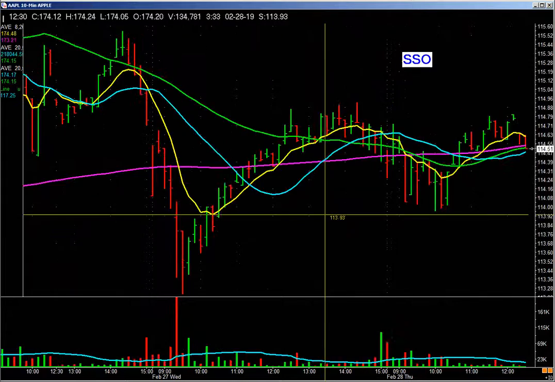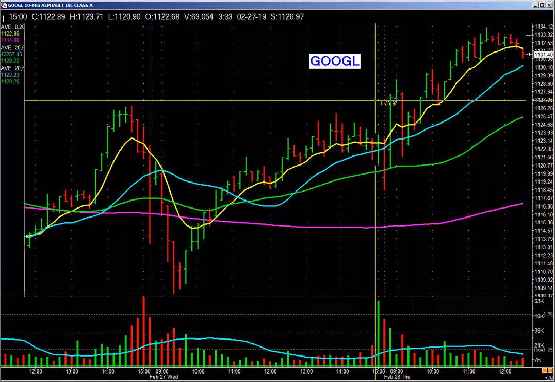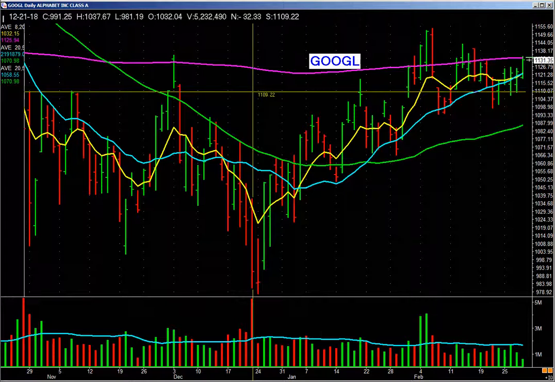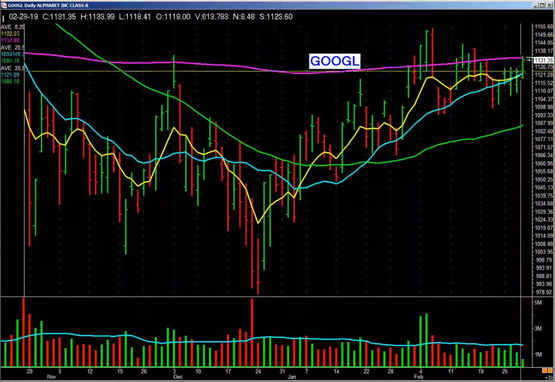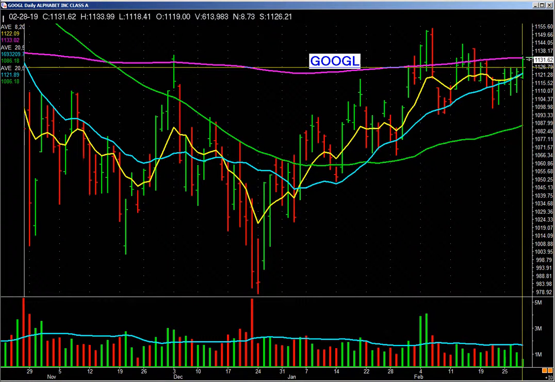Let's see if we can get another example here. Here's Google. This is the day chart on Google. It went across these tops right here, and we had a limit alert set.